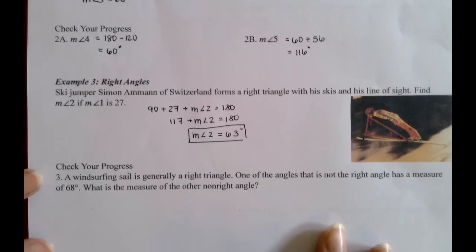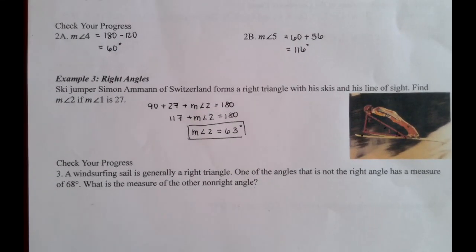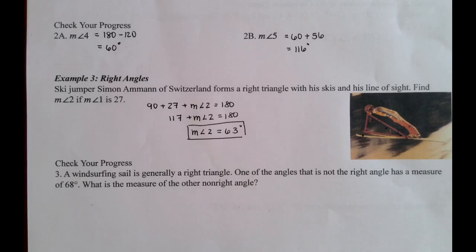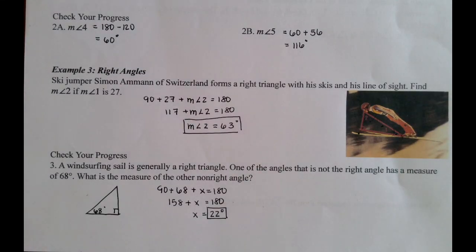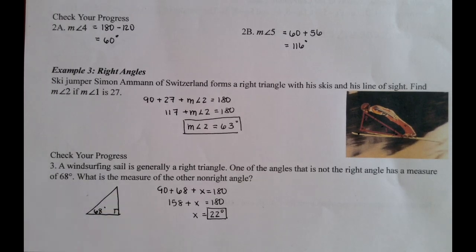So why don't you try number 3, and then once you're done, come check your answer. The measure of the other non-right angle would be 22 degrees. We know one of them is a right angle, the other one is 68. They should add up to 180, so x would have to be 22.